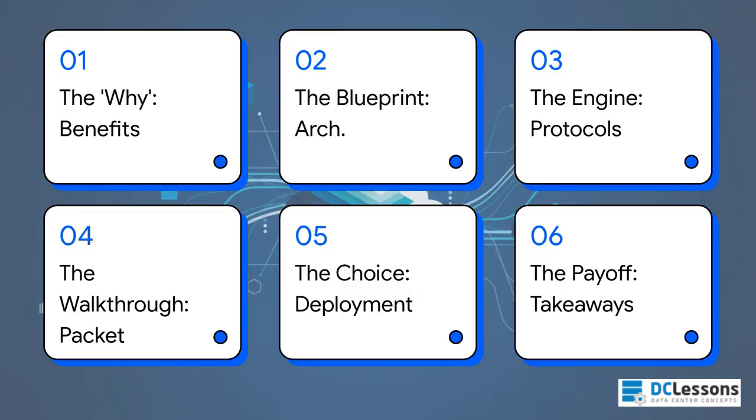Okay, so here's the game plan. We'll start with the why, the real benefits of integrating wireless into the fabric. Then we'll pull out the blueprints and look at the core architecture. After that, we'll pop the hood and see the protocols that act as the engine. Then, for the fun part, we'll follow a single packet on its journey. We'll wrap up by looking at different deployment options and, of course, the big payoff, the key takeaways.